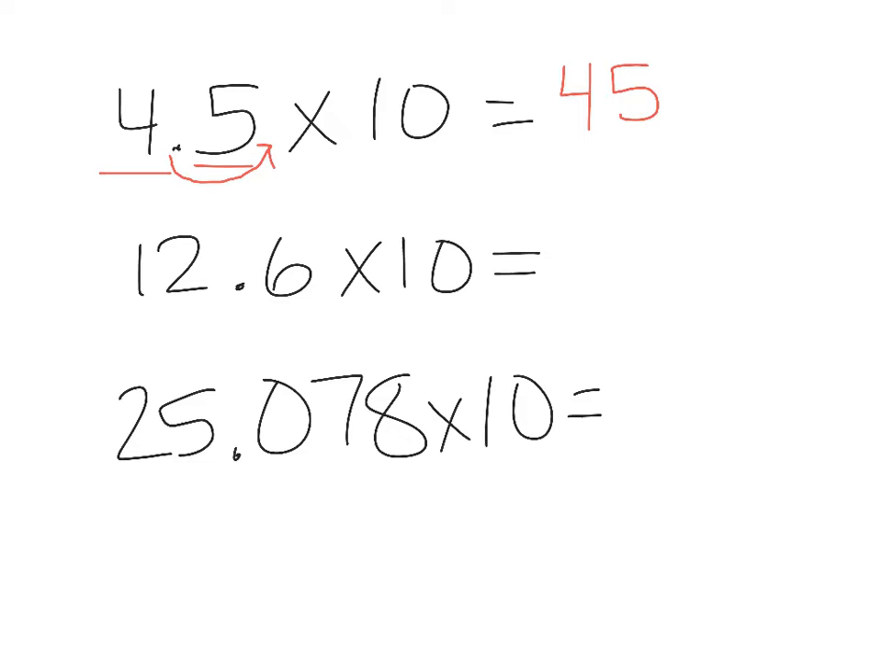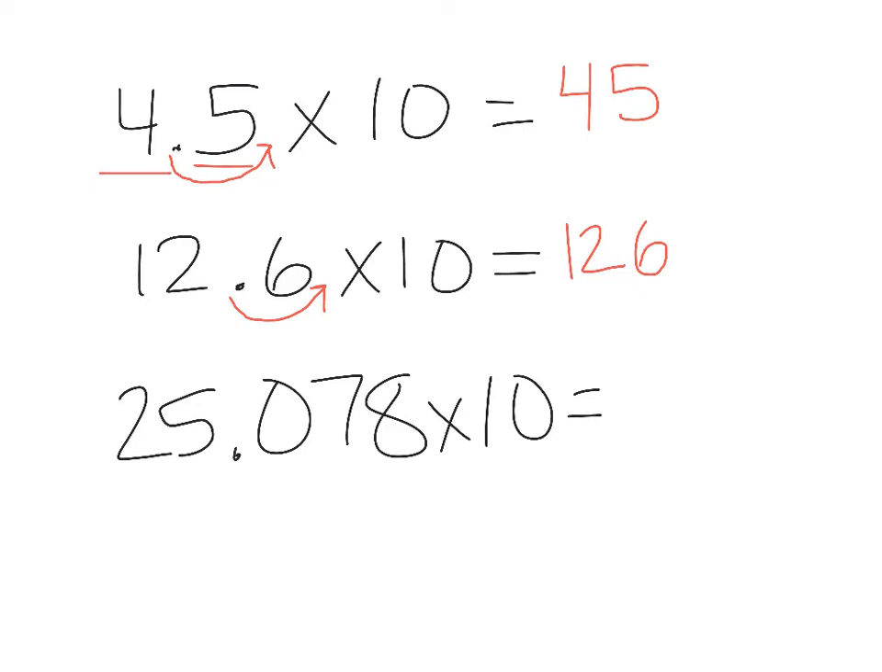Next, let's look at 12 and 6 tenths and multiply that times 10. So we're going to shift every digit to the left. So the 1 moves to the hundreds place, the 2 moves to the tens place, and the 6 moves to the ones place. The other way of looking at it is taking our decimal point and moving it one place to the right.